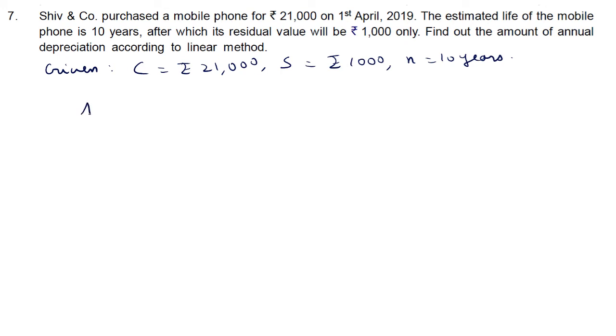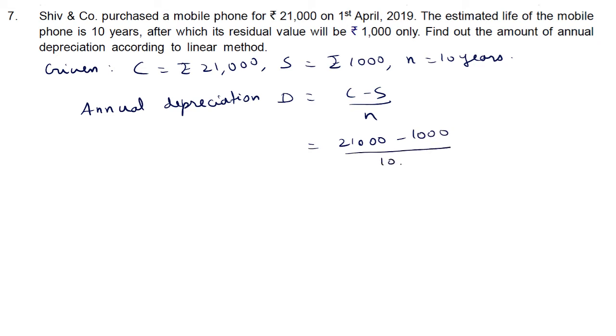So the amount of annual depreciation according to linear method, D is equal to C minus S upon N. So it is 21,000 minus 1,000 upon 10, 20,000 upon 10, which is 2,000. Therefore, the amount of annual depreciation D is given by rupees 2,000.